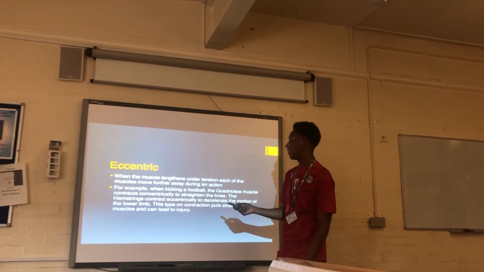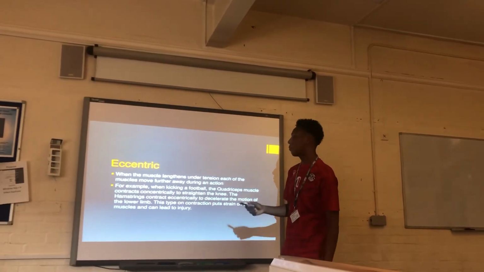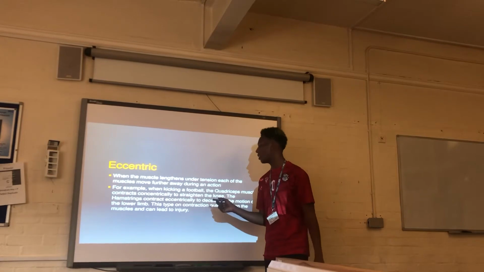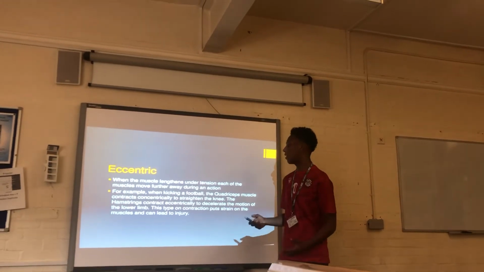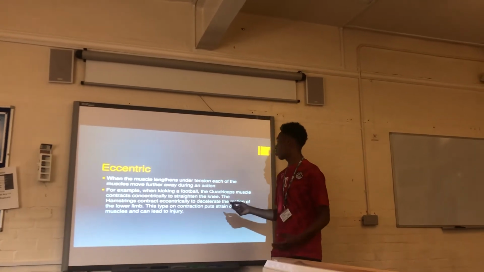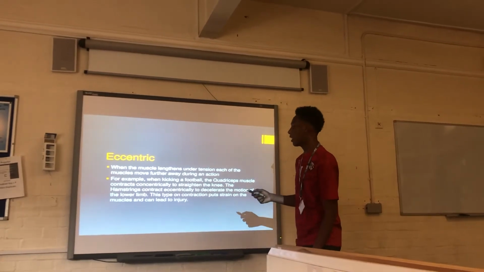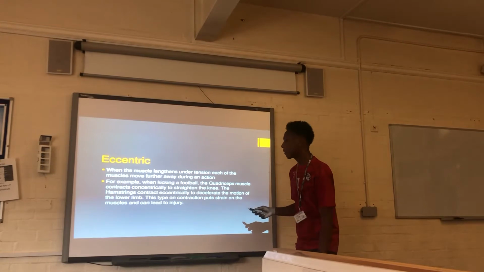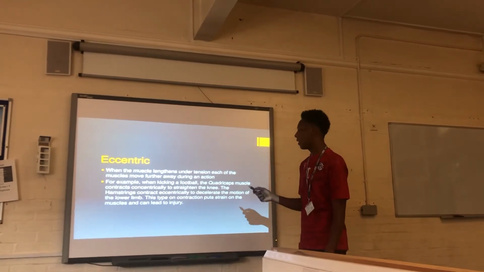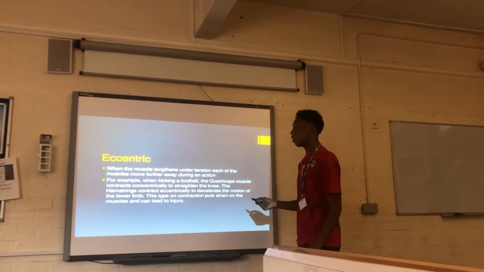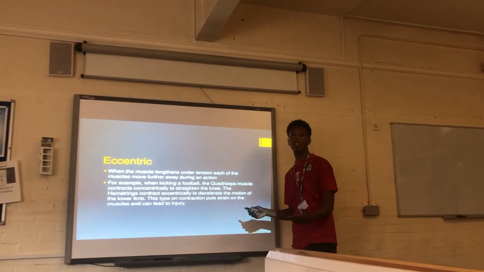Eccentric. This is when the muscle lengthens under tension, as the muscle ends move further away from each other during an action. For example, when kicking a football, the quadriceps muscles contract to straighten the knee, the lower limb. This type of contraction puts strain on the muscles and can lead to injury.